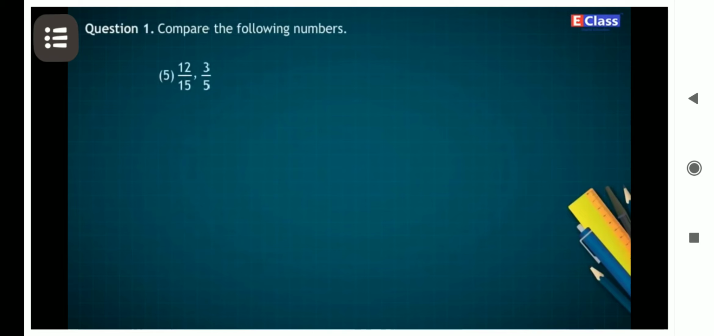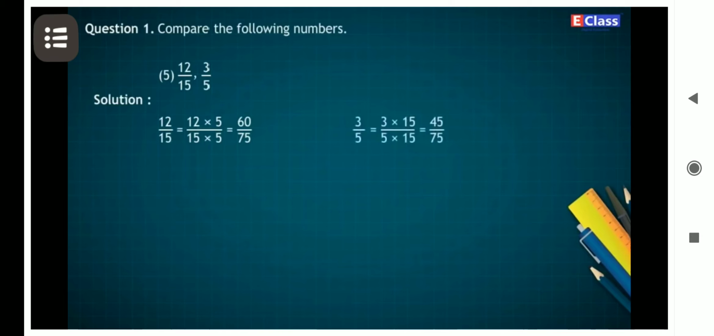5. Compare 12 by 15 and 3 by 5. Solution. Multiply numerator and denominator by 5. Therefore, 12 by 15 is equal to 12 multiplied by 5 wholly divided by 15 multiplied by 5, which is equal to 60 by 75. Multiply numerator and denominator by 15. Therefore, 3 by 5 is equal to 3 multiplied by 15 wholly divided by 5 multiplied by 15, which is equal to 45 by 75.